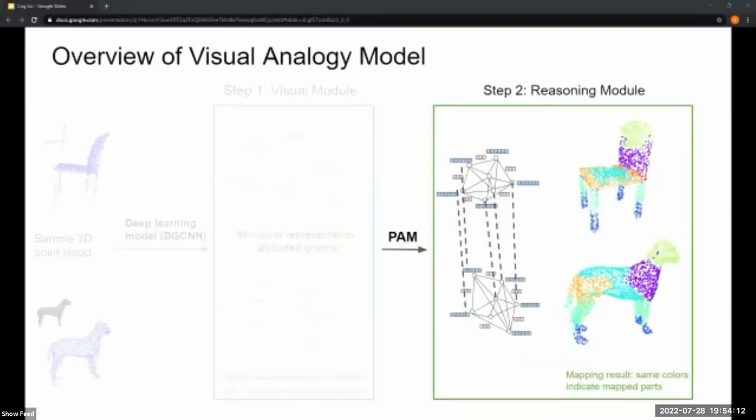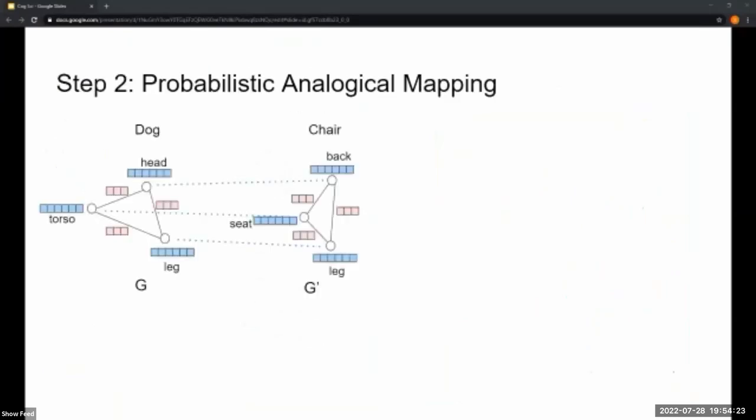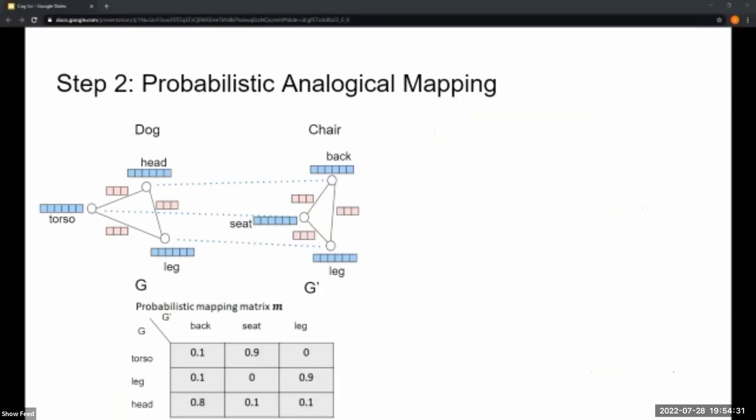All right, now we have the structural representation of the object, and we use a probabilistic analogical mapping to map these two attributed graphs together. Here is a simplified attributed graph where we have 3 nodes for the dog and 3 nodes for the chair, and the goal is to find this probabilistic mapping matrix that maps the 3 nodes to each other. For example, the torso has 0.1 probability of mapping to the back of the chair, and 0.9 probability of mapping to the seat of the chair, and so on.